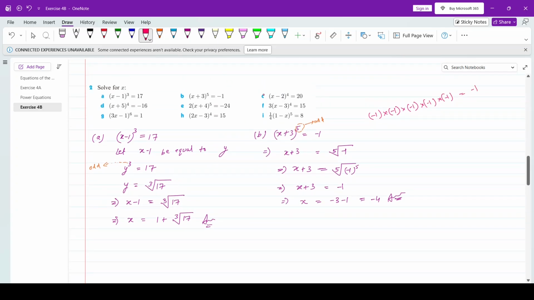Similarly, we can solve C, D, E, F, G, H, and I'll solve I.